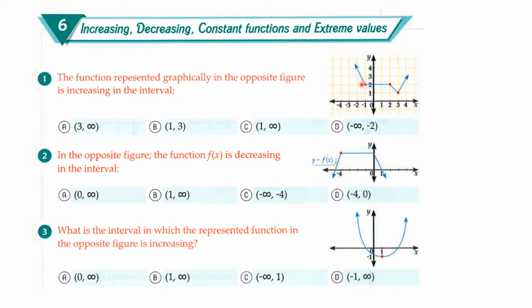For this piece, as I go to the right, y is decreasing. For this middle piece, it's constant, right? Neither increasing nor decreasing. From 2 to 3, as I go to the right, y is decreasing. From 3 onwards, as I go to the right, y is increasing. So at which interval do you think the answer is? From 3 to infinity.